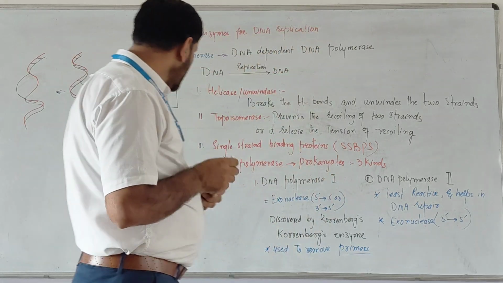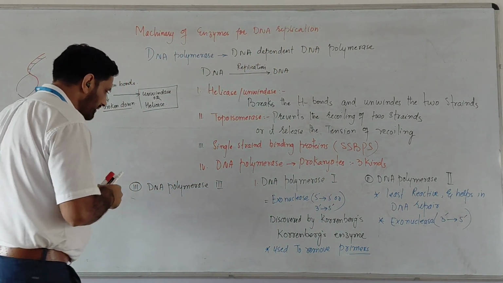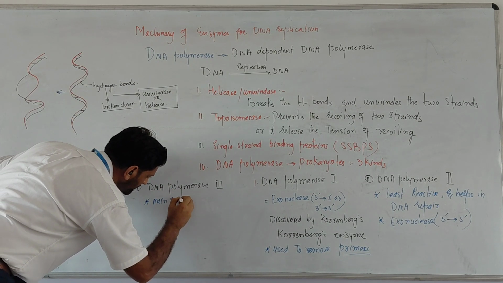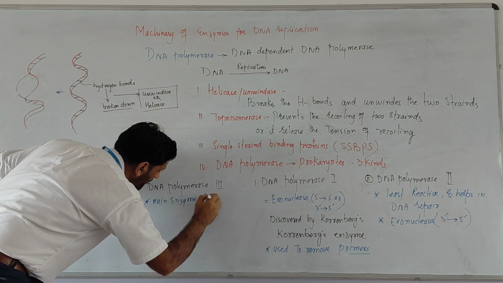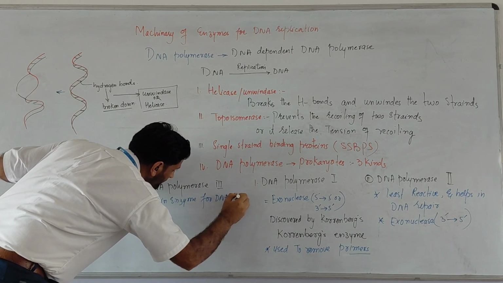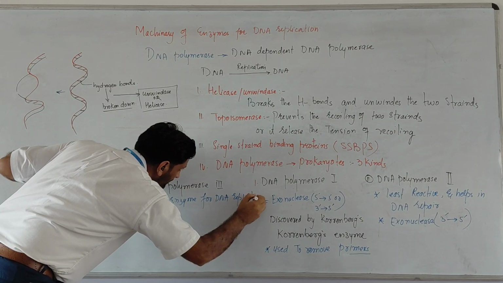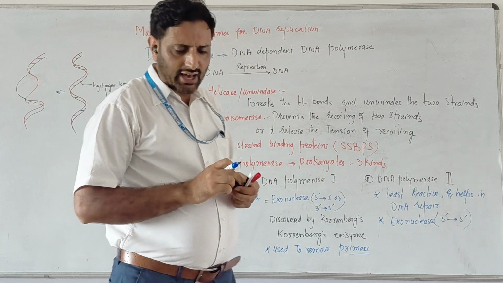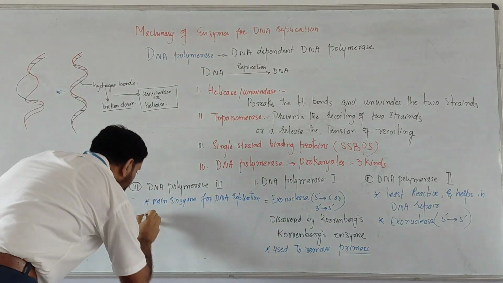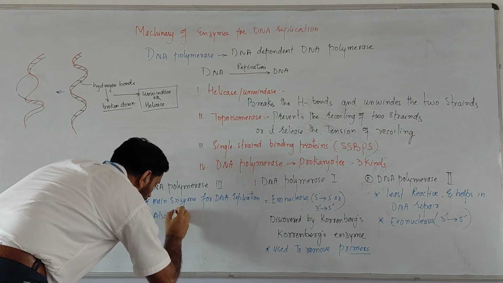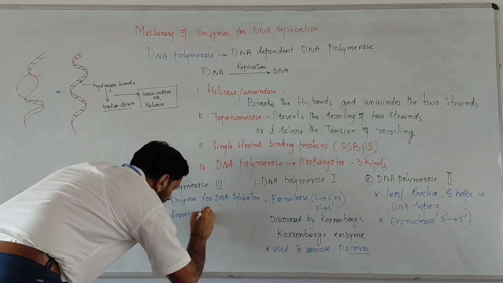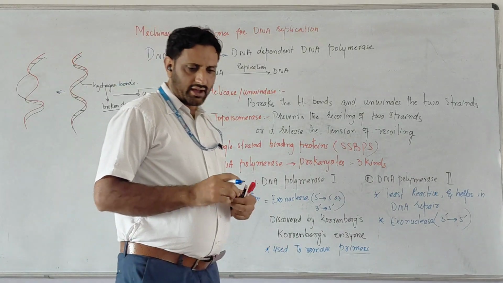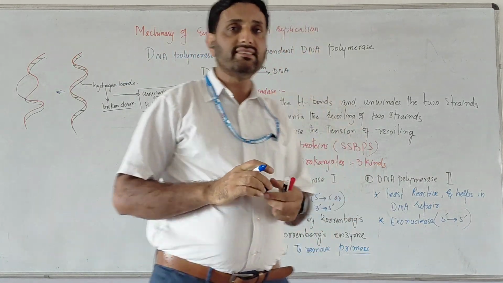Polymerase 3 is actually the main enzyme for DNA replication. Most important, it is the main enzyme for DNA replication. Is this clear? This is also known as replicase, and it also has polymerization activity.